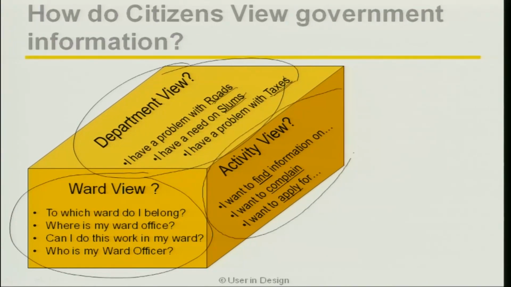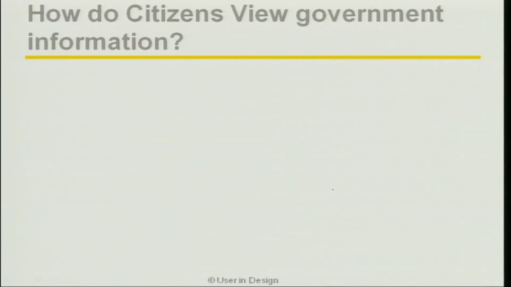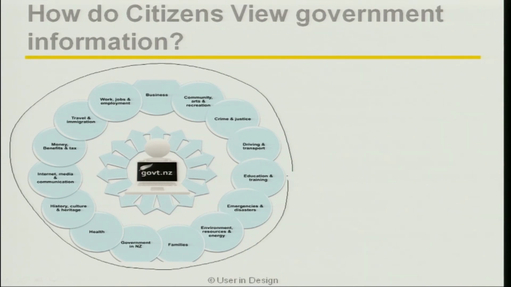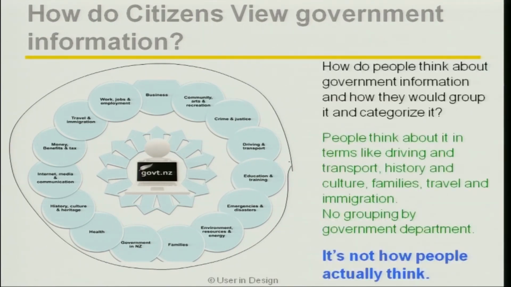What do the citizens want? What do people want? I want to find information on property tax. I want to complain about too much noise in my neighborhood, or whatever it is. I want to apply for a restaurant license. This is the view of citizens. Now, coincidentally, I found there's a research that was done by the government of New Zealand, right? And likewise, these are all their departments, and this is what was presented to the public. This became the public-facing interface for their government as well, where the internal departments were shown to the public.